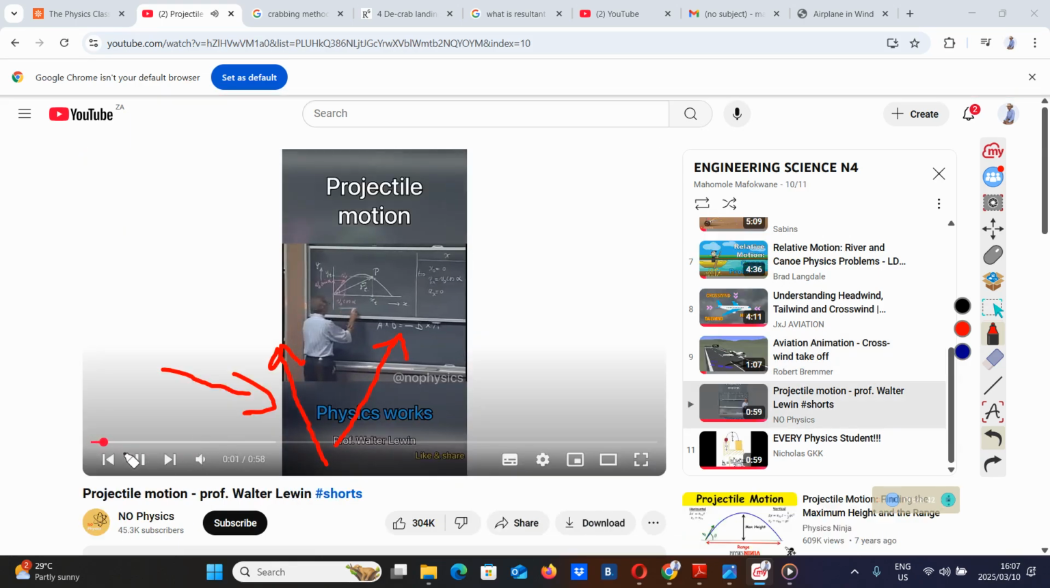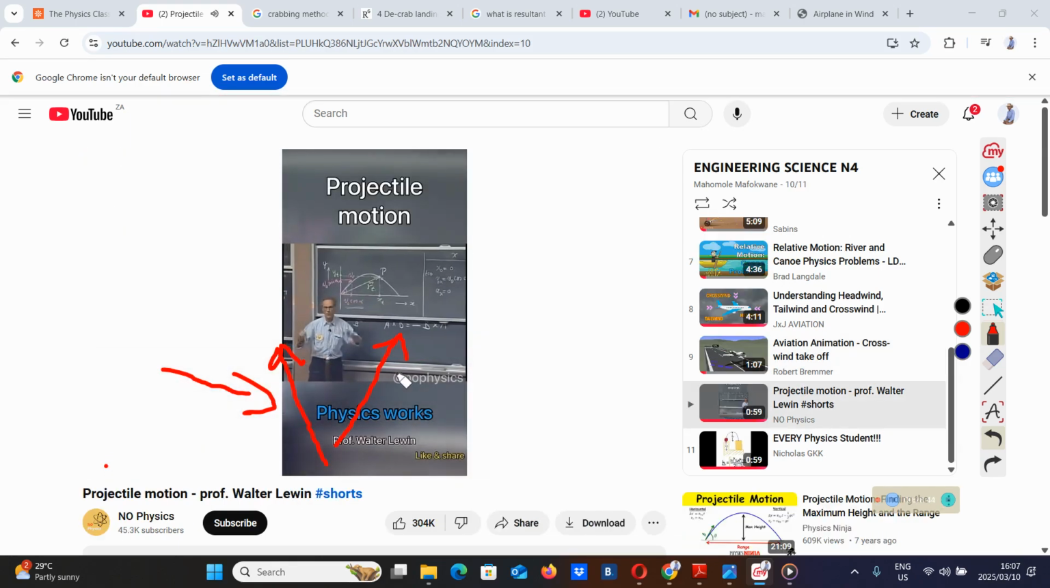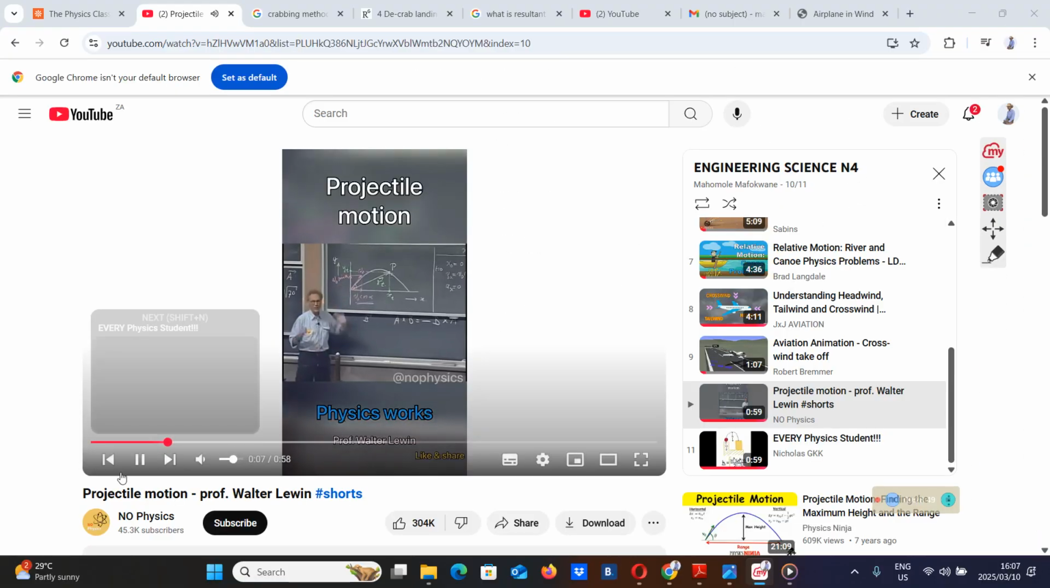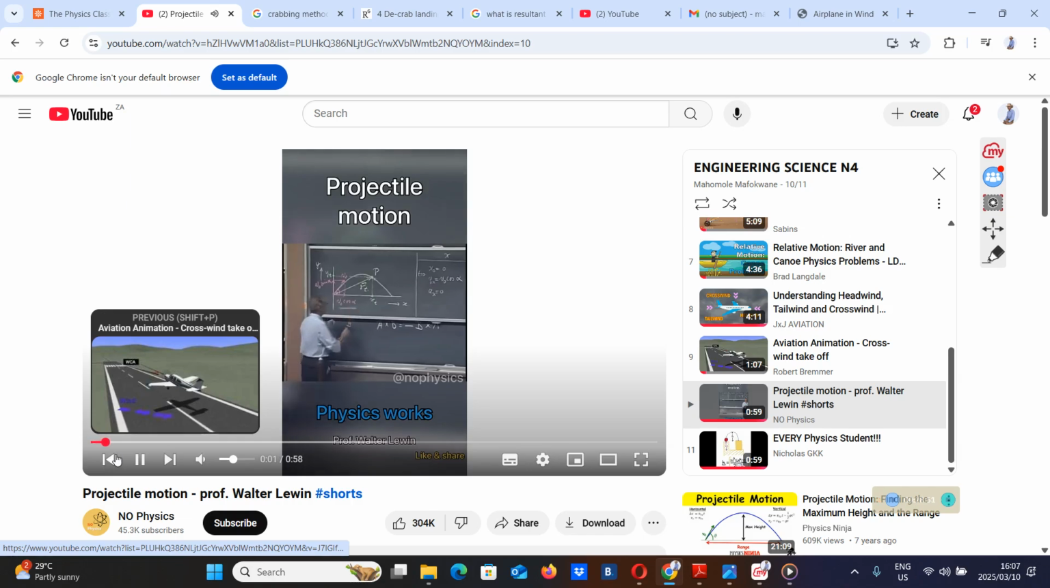The velocity in the x direction throughout this whole trajectory, if there is no air drag and no friction, is not changing. It's only the velocity in the y direction that is changing.